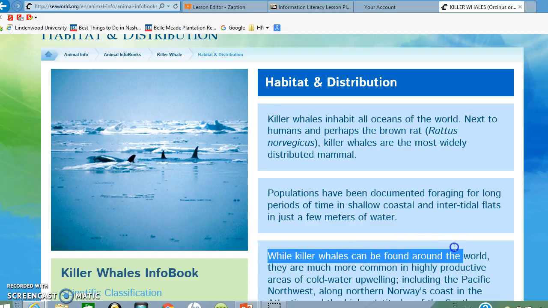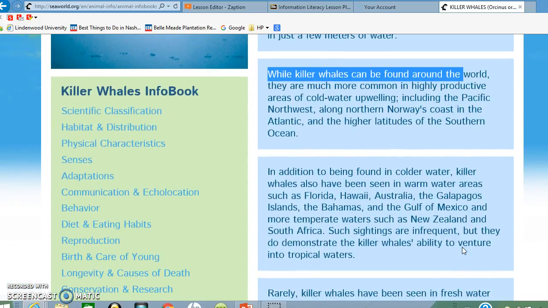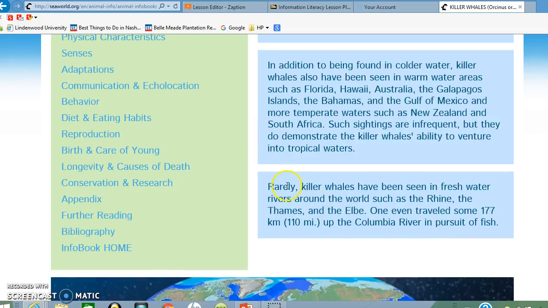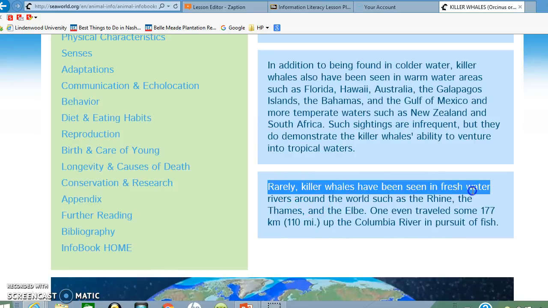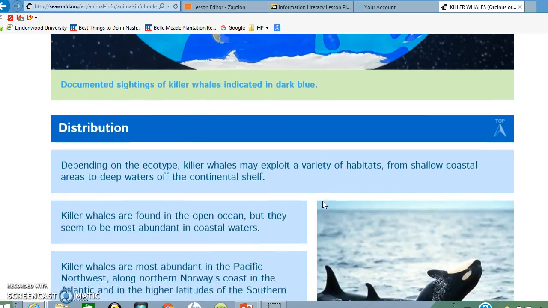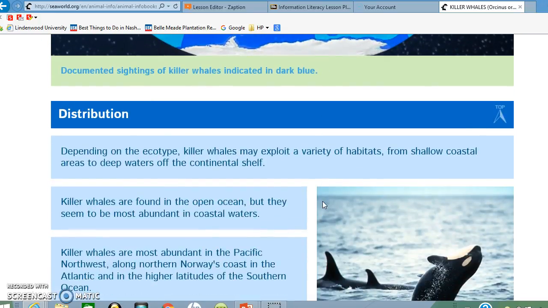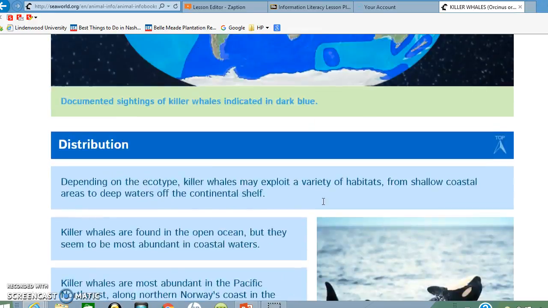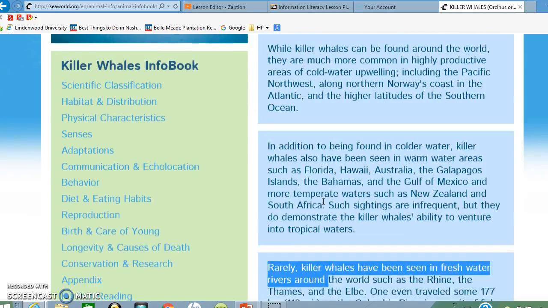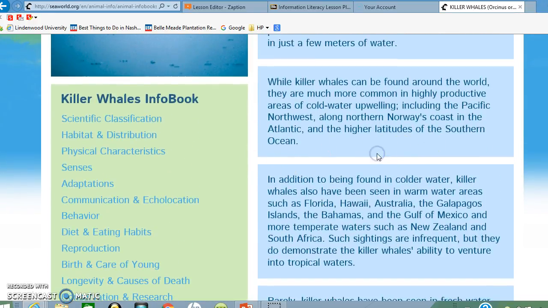Killer whales can be found around the world. Rarely, killer whales have been seen in freshwater rivers around the world. So far, it's talking about them living in oceans. So, I believe they live in the ocean. That is a known fact, so I'm going to say that so far it's credible.